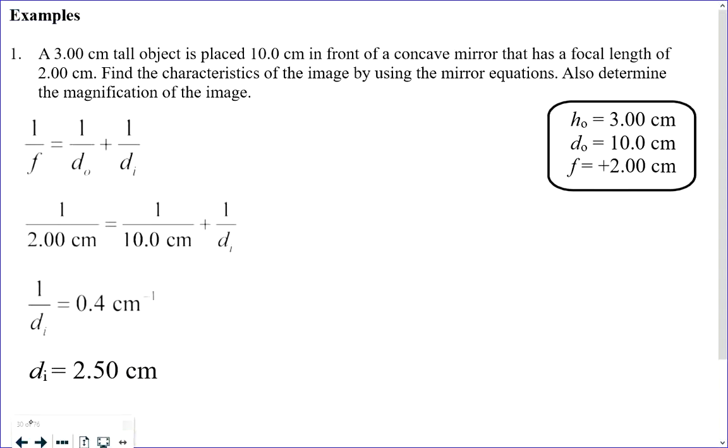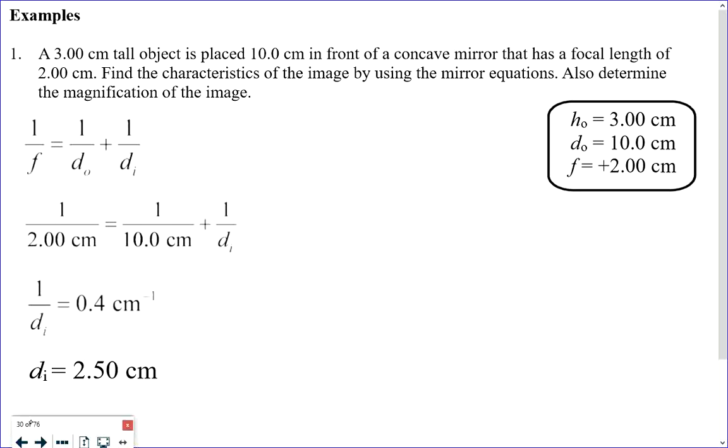Now, by the way, this type of mirror can produce real or virtual images. I know right now that this is a real image, because if di is positive and di came out to be positive, then hi is negative, and it's inverted, so it's a real image.